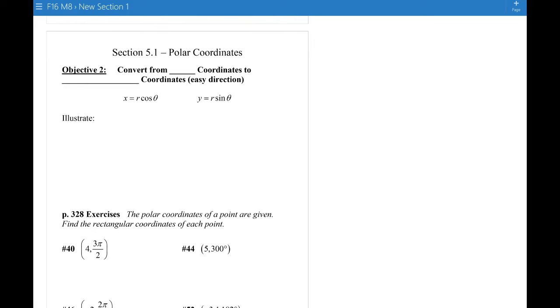So the next part is going to be converting from polar to rectangular coordinates. And this is the easy direction, all you do is look at the formulas and plug things in and you're good to go. So I'm going to make another movie for the second part so that I don't run out of time.